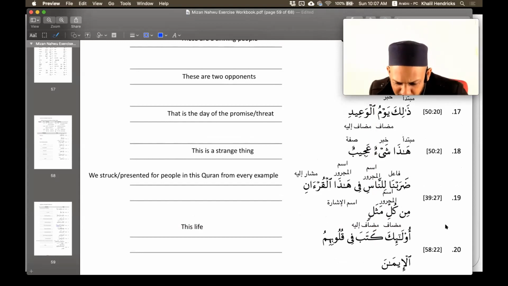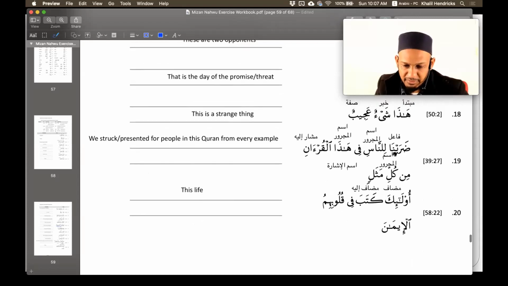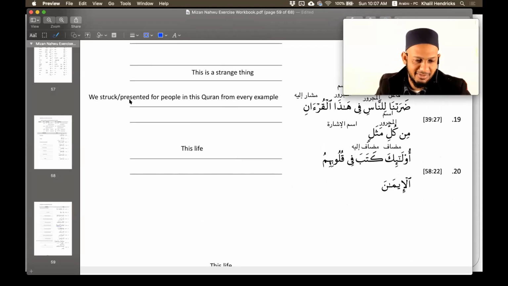And so we normally add then "of", but it sounds a bit strange in English, but you can say "from the every of example." If you do it in awkward English, it would be "from the every of example", from every example. Okay, perfect. So darabna, we struck, we presented linnas for people fi hadha al-Quran, in this Quran, min kulli mathalin, from every example. Good, well done, Brother Shah, mashallah.